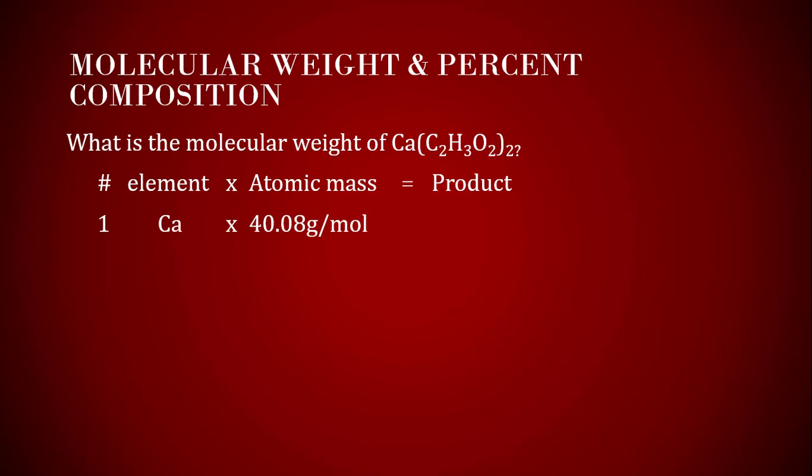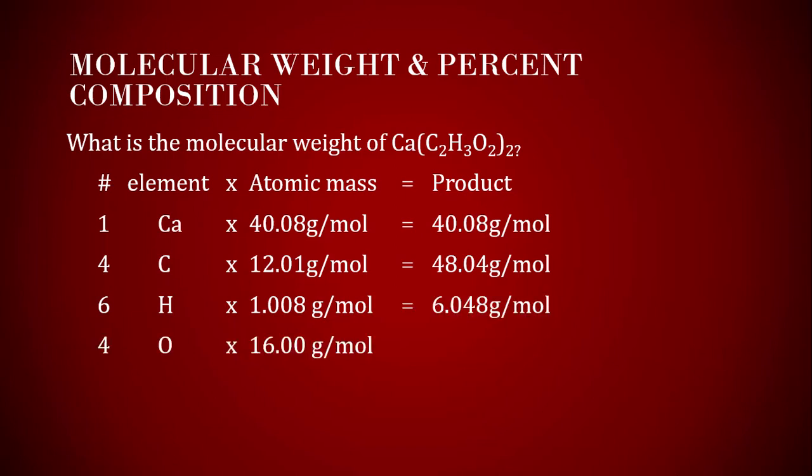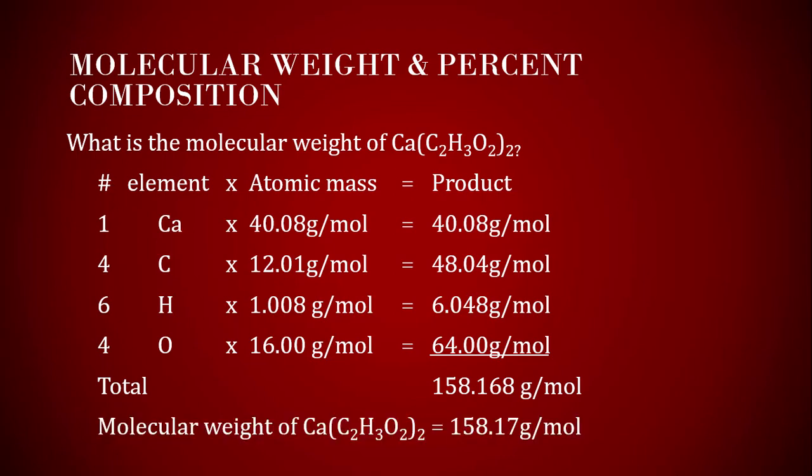I've got 1 calcium with its atomic mass to give me this. Now I'm going to distribute the 2 that's outside the parentheses to everything inside the parentheses. So I have 4 carbons times 12.01, and you get this value. 6 hydrogens times its atomic mass is this value, and 4 oxygens times 16 is 64 grams per mole. That's the parts. The whole is the sum of the parts, so I sum it all up. I get 158.168 grams per mole. With correct sig figs, I get 158.17 grams per mole. The whole is the sum of the parts.